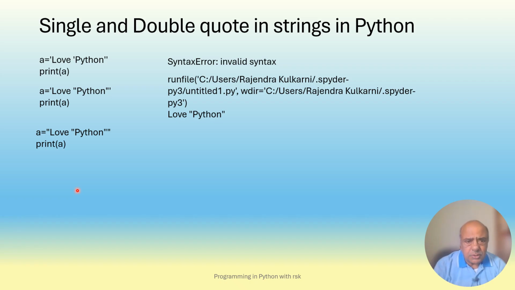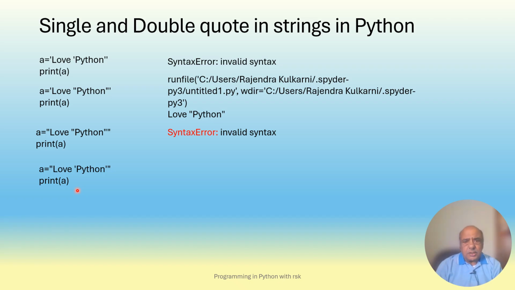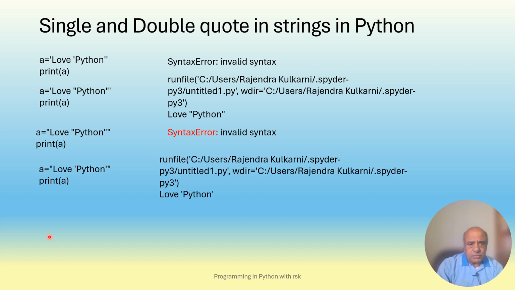Similarly, if we write a string and while assigning it to a variable A we use double quotes for the whole string and for part of the string, we get the same syntax error, invalid syntax. So if we want Python to be in single quotes and the whole string in double quotes, then we have to write I love Python in double quotes with Python in single quotes. Then we get whatever we want to display: I love and Python in single quotes.